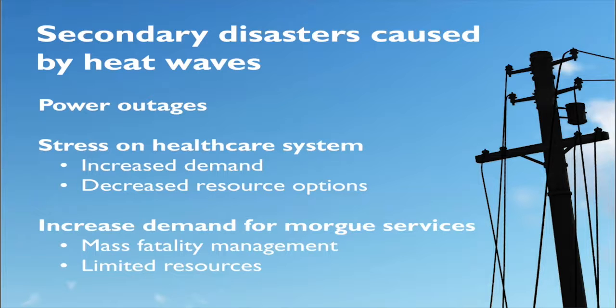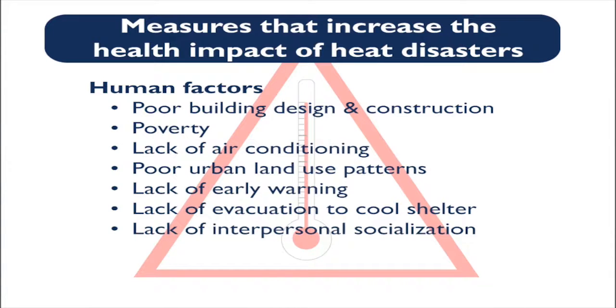And so we saw this secondary effect of mass fatality was really a secondary disaster, or a secondary problem, as a result of this heat wave disaster. There are measures that can actually increase the health impact of these heat disasters, and these include human factors as well. Once again, back to that issue of poor building design and construction. So if it's a building that has poor air conditioning systems or lack of ventilation and so on, or the way that the building is built in brick, for example, structures that heat up more inside than outside during the day, we'll see higher numbers of health-related effects from these particular types of construction.